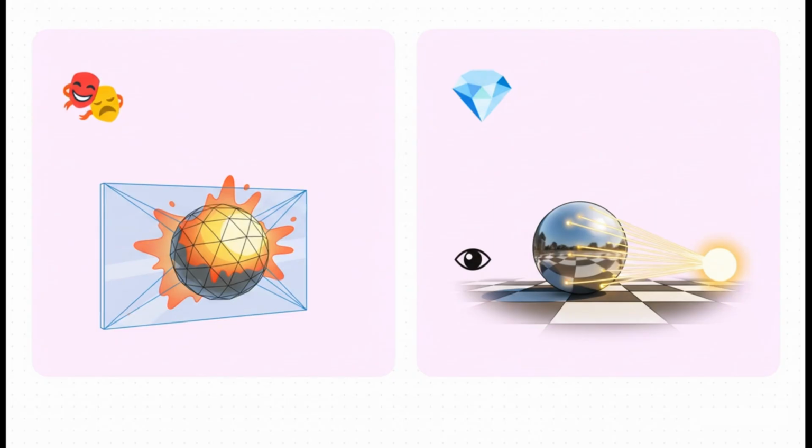The classic method is called rasterization. It's a super efficient shortcut. It takes a 3D model, flattens it, and then makes a really good guess about how it should be lit. Ray tracing, though, is the real deal. It doesn't guess. It actually simulates the path of individual rays of light as they bounce all around a scene, which creates incredibly realistic lighting, shadows, and reflections.